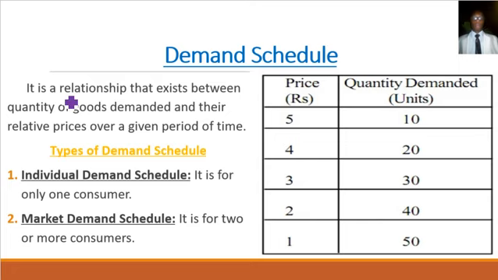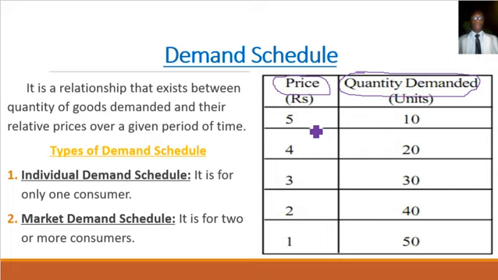A demand schedule is the relationship that exists between the quantities of goods demanded and their relative prices over a given period of time. How do I mean? If you take note of this table here, where you have price and quantity demanded, this is an example of what is known as the demand schedule. It is a table that discusses the relationship that exists between price and quantity demanded over a given period of time.